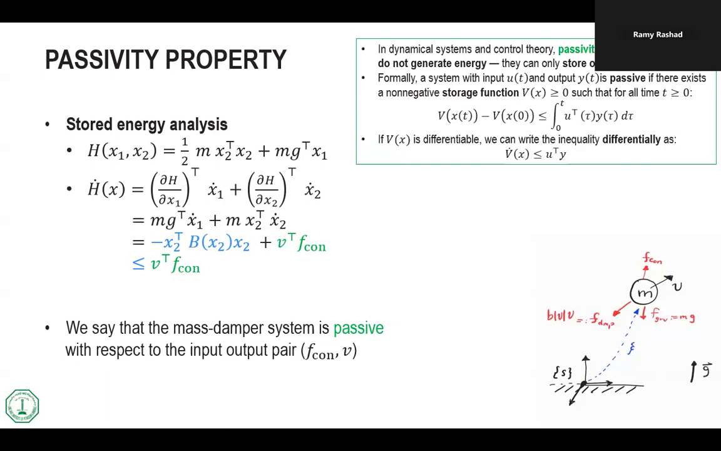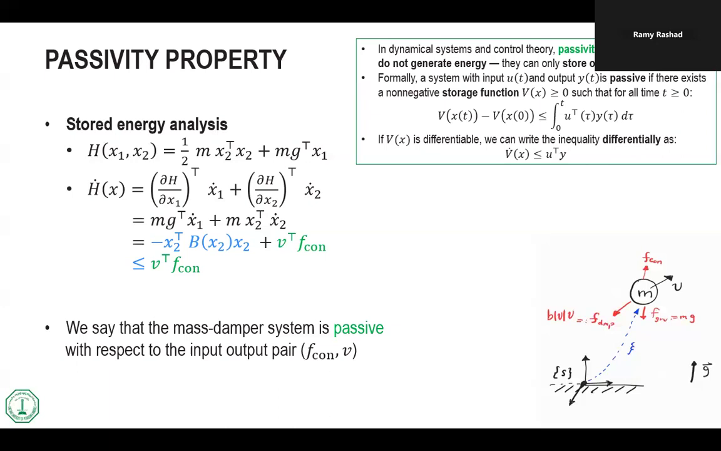If you have a system that has some input U and some output Y, you say that the system is passive if you can find a non-negative storage function, so some function that's always greater than or equal to 0, such that for all time you have this integral equation. And if you add some extra condition that V, for example, is differentiable, you can rewrite it into this differential form, that V dot is less than or equal to the inner product between U and Y. If you compare this definition to what we have here, we do have this passivity property for the system.